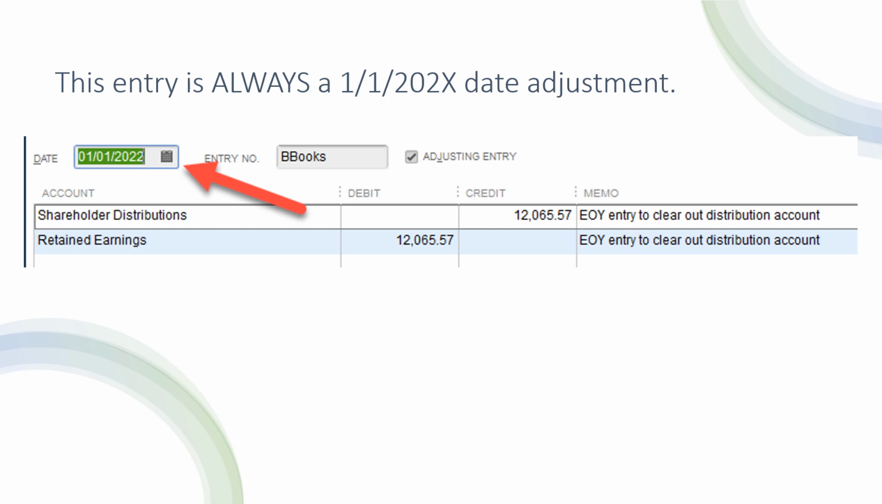This is your end of year adjustment, but it is always dated the first day of the following year. The accounting software makes the following calculation on January 1st. Beginning retained earnings plus net income equals current retained earnings. You have to manually subtract the amount of money that you took out of the company from retained earnings.